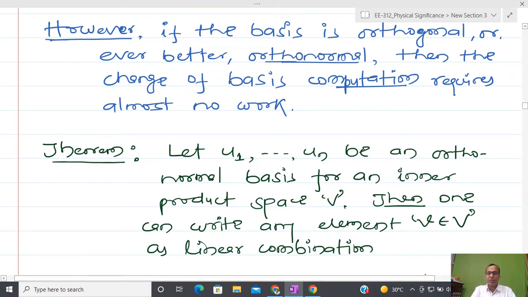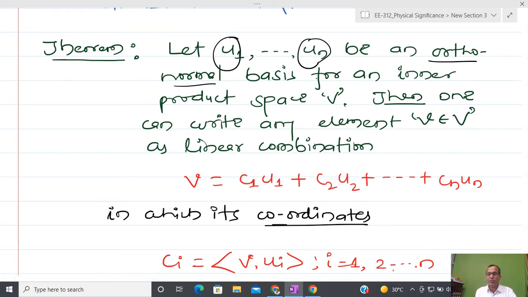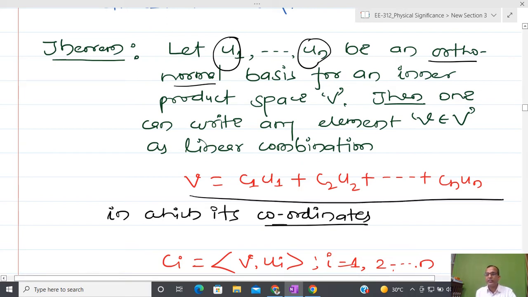Easily one can do that, and for that reason people try to search for orthogonal and orthonormal bases. So what the next theorem suggests: suppose u1, u2, ..., un is an orthonormal basis for an inner product space. Orthonormal basis means that if you select any two elements of the basis, their inner product is equal to 0, and the length of any vector, defined by the norm corresponding to the inner product, is equal to unity. Then one can write any element as a linear combination of these, where c1, c2, ..., cn are called the coordinates.